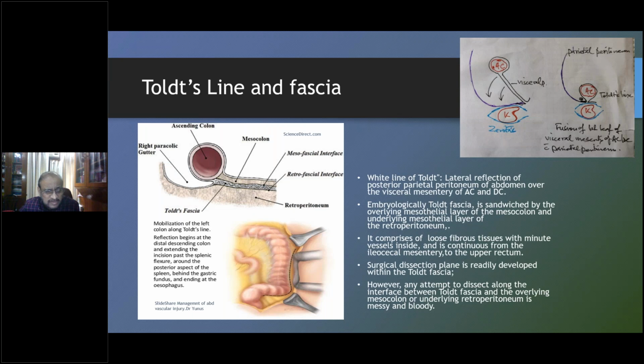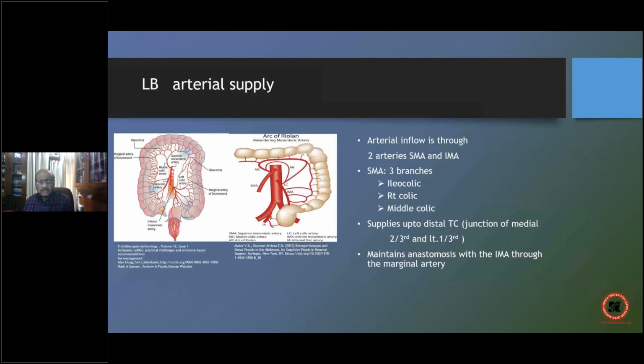If you look at this figure carefully, you'll find this was the lateral margin or the lateral fold of the visceral peritoneum. This is the visceral peritoneum, the mesocolon. One layer, two layer, the medial and the lateral. This is going to fuse with what? This is going to fuse with the visceral layer of the retroperitoneum. In between, you've got what is known as the Toldt's fascia, and this is the Toldt's line. So now you know the embryological genesis of Toldt's line, you know the importance that this is the plane through which you should enter if at all you want to go in for any kind of mobilization of the colon.